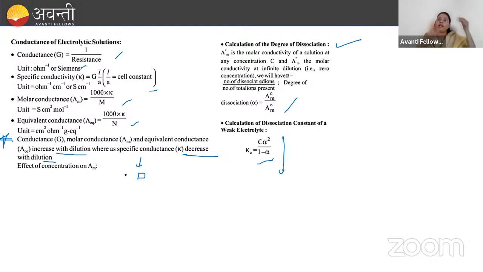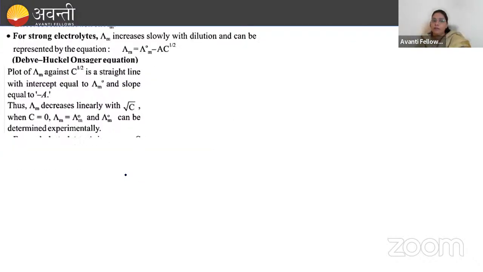But for molar conductance, conductance and equivalent conductance, as dilution increases, their value also increases because more and more number of ions start to form because of the dilution, and that's why with more ions, more conductance will be there, because the conductance will be carried by those ions. Okay, very important line.